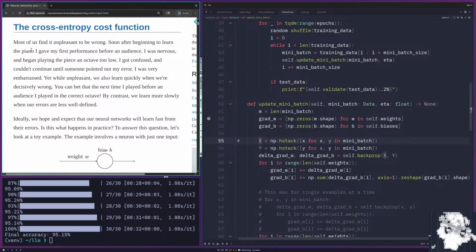Cross-entropy cost function. Most of us find it unpleasant to be wrong. Soon after beginning to learn the piano, I gave my first performance before an audience. I was nervous and began playing the piece an octave too low. I got confused and couldn't continue until someone pointed out my error. I was very embarrassed, yet while unpleasant, we also learn quickly when we're decisively wrong. You can bet that the next time I played for an audience, I played in the correct octave.